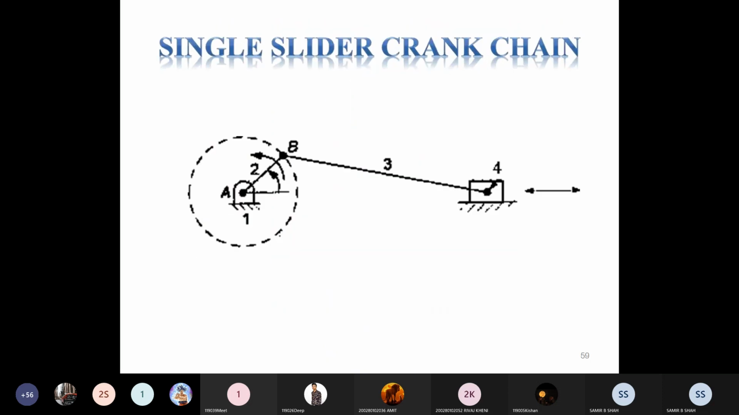The reciprocating engine is the first inversion of the slider crank chain, where link 1 is fixed, link 2 is known as the crank, link 3 is known as the connecting rod, and link 4 is the slider or piston. Here we are converting reciprocating motion into rotary motion.